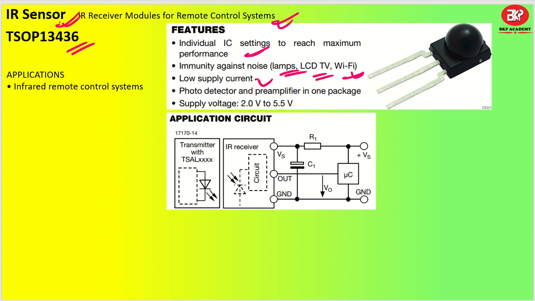It has very low supply current, and it can have a voltage supply from 2 volt to 5.5 volt. The application circuit is very simple, which I will draw and show to you. However, this is the receiver circuit I have taken here.